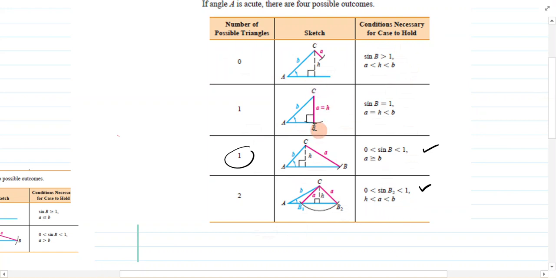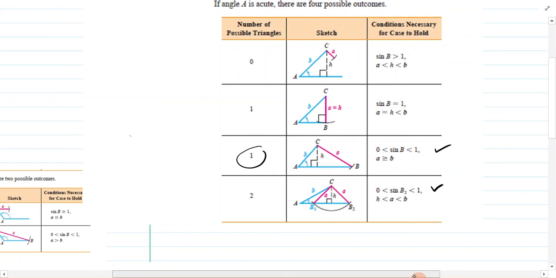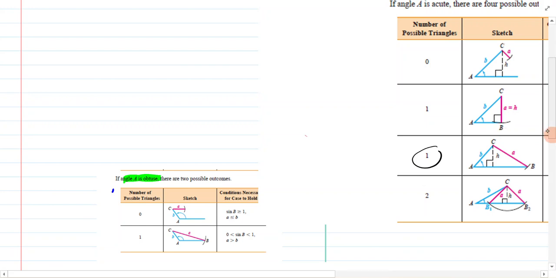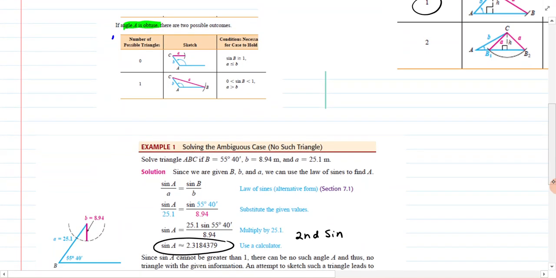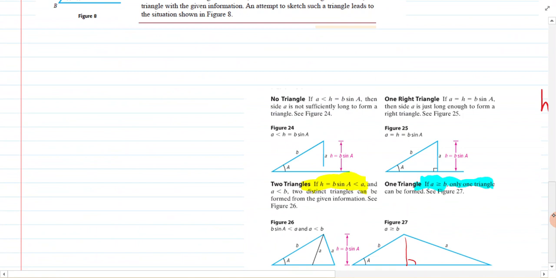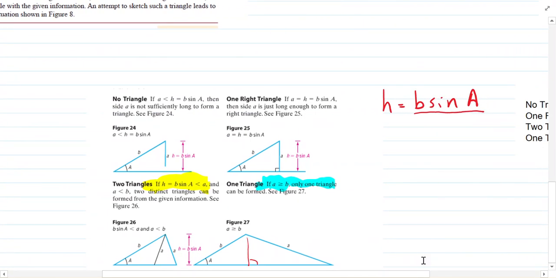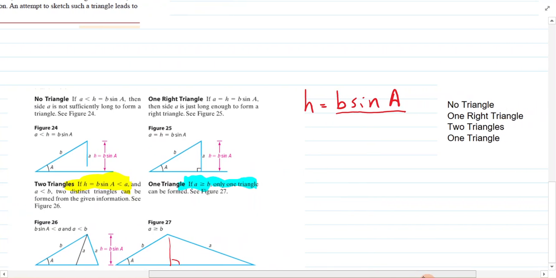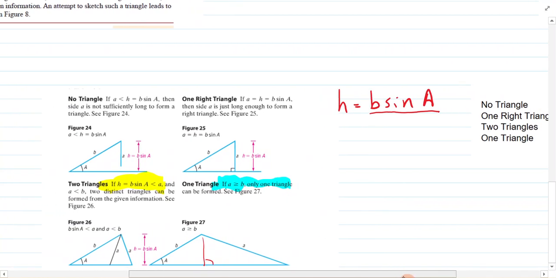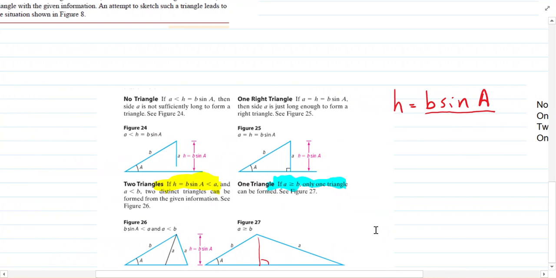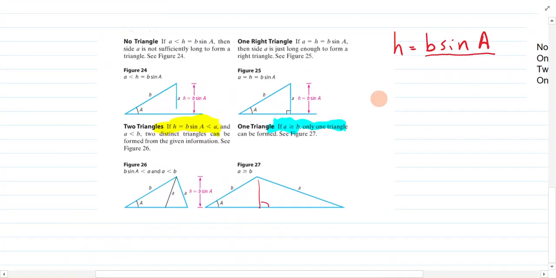H is the height of this, and H is also equal to, and I think I have it in another chart down here. Where do I have that? Right here. H is the same as B times the sine of A, the angle. And so this is just more pictures showing what we've got.